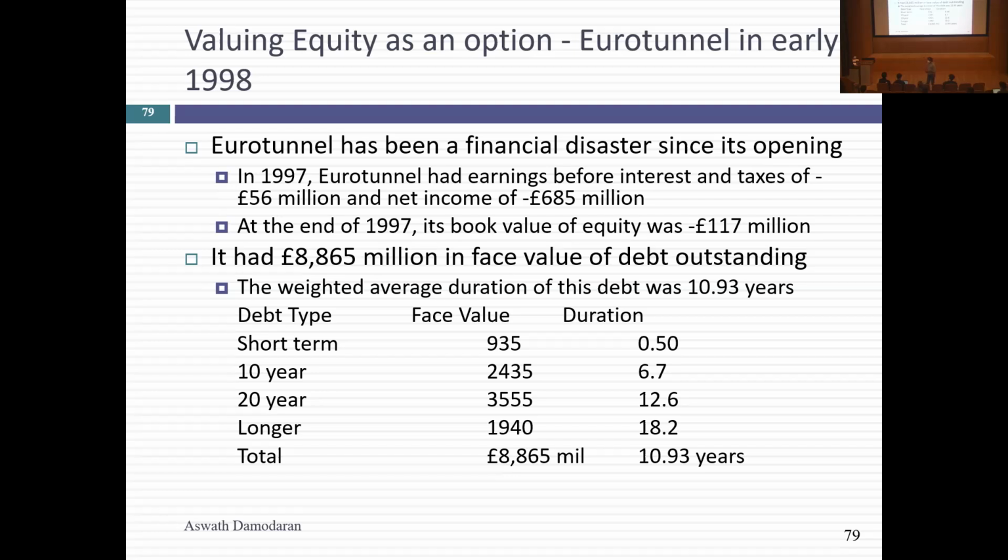In fact, this was a valuation I did of Eurotunnel in 1998. By then, the company was clearly in trouble. Let me back that up. In the most recent year, 97, it had lost 56 million in operating income terms and 685 million pounds in net income. So it's losing money. Its book value of equity had turned negative. What does that tell you? It's been losing money a long time. It's wiped out, whatever. So this is a money-losing company that's been losing money for a long time. Half of the distressed equity argument has been established. And it's a company with a huge amount of debt, 8.9 billion pounds in debt. Much of it very long-term. So you've got the ingredients, right?